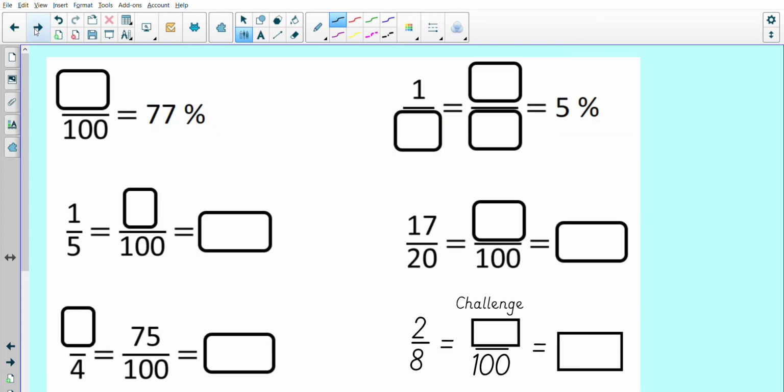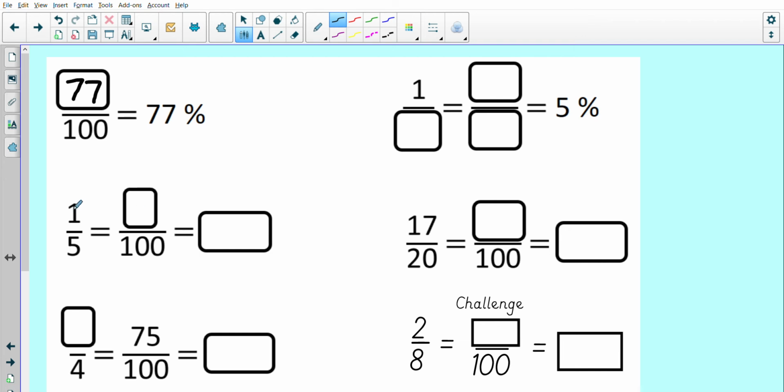Lovely. Okay, have a go at these. This is a bit of a challenge. Unpause when you're ready to hear the solutions, but do try and do this by yourself. So something out of 100 is 77%. Well, it's 77 out of 100 is 77%, because remember, percentage means out of 100.